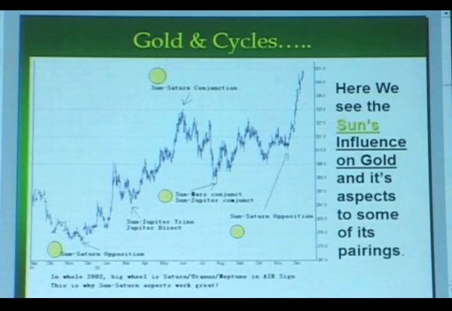So here's back to cycles again. Here we're looking at gold cycles and what moved gold, and how the Sun's influence on gold is very significant, and its aspects create some of the pairings that truly move the gold market. At the low, we see a Sun-Saturn opposition down here, and the market had dropped into an opposition. An opposition means return to balance. So the market did just that, and it returned, went higher.